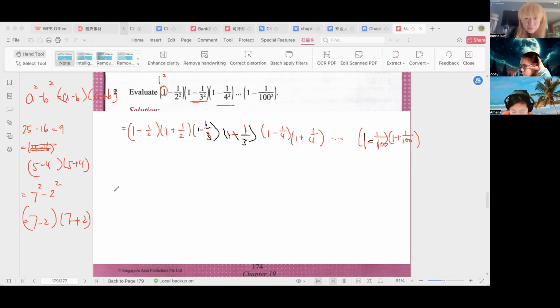Zoe and Amelia, so let's just do this. 1 over 2 times 3 over 2 times 2 over 3 times 4 over 3. Okay, you split it term by term. I think you can do it yourself.